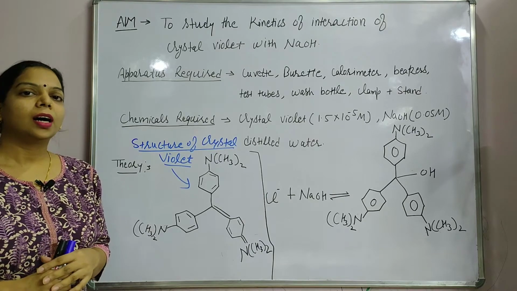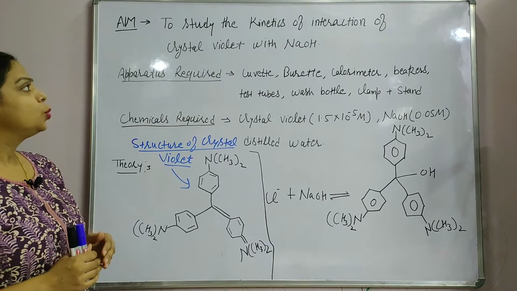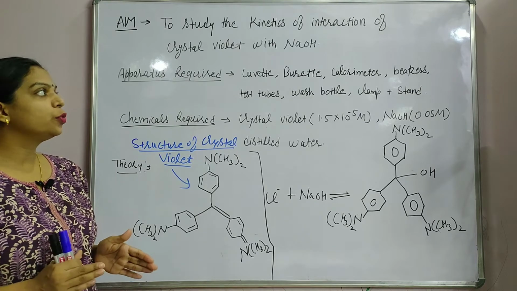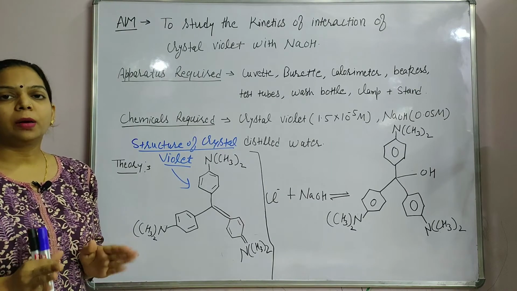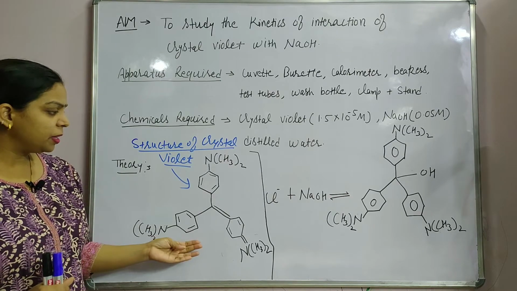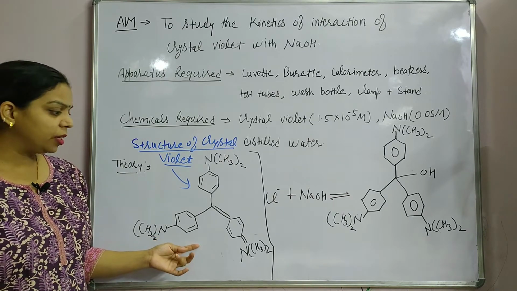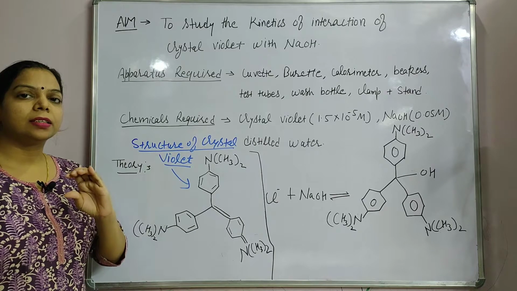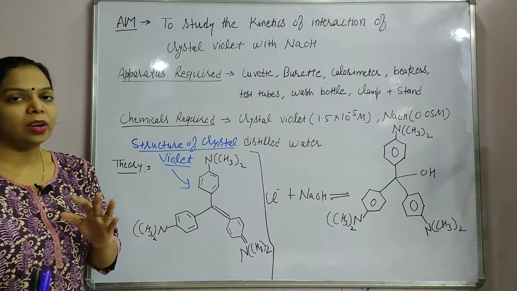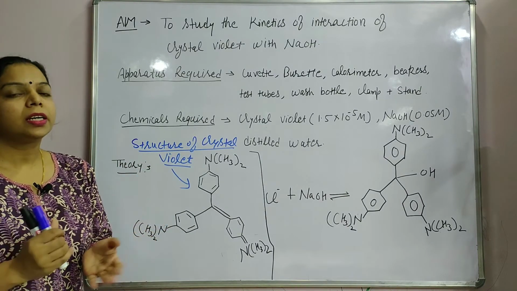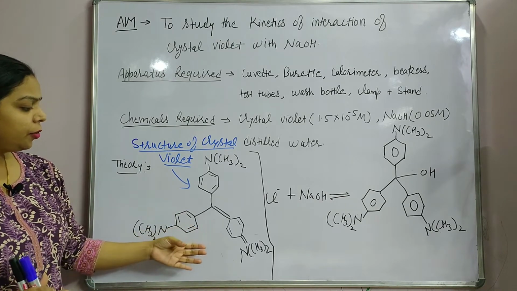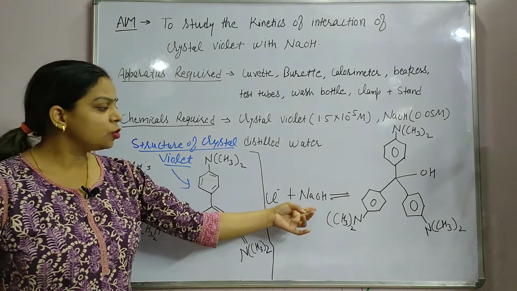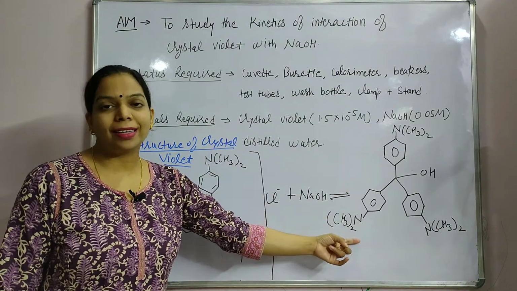Hello everyone. Our today's experiment is to study the kinetics of interaction of crystal violet with NaOH. Crystal violet is a chemical compound whose structure is a bit complicated. You can see the structure here. Its color is towards violet color. That's why its common name is crystal violet. So when it reacts with NaOH, this gives a colorless compound.